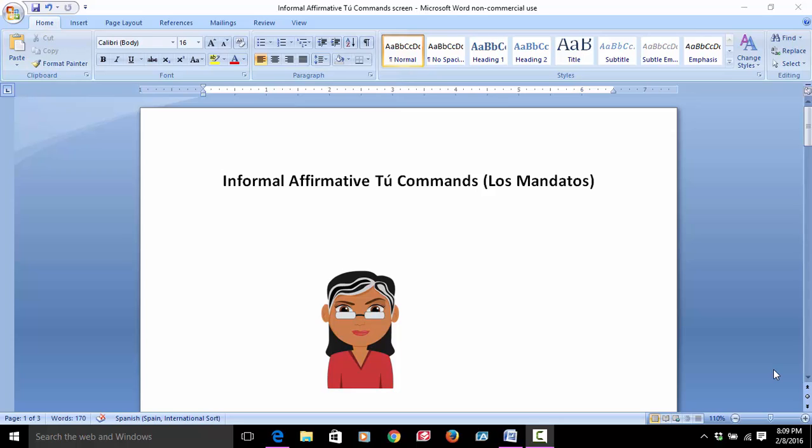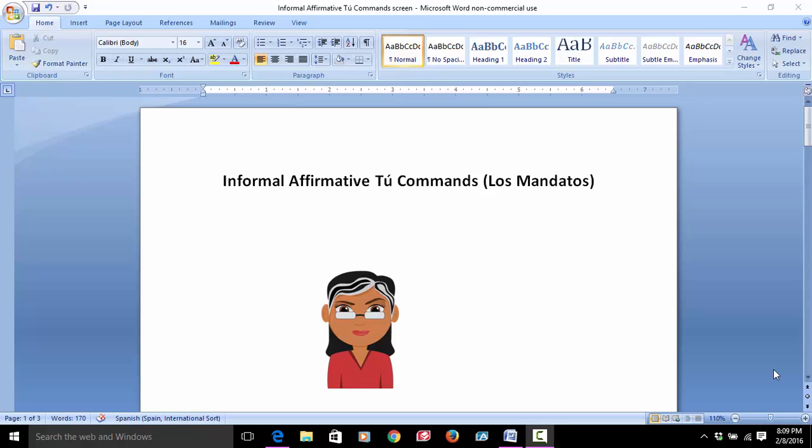There are a few concepts we need to remember when working with commands. First, we're going to assume we are talking to someone we know, or someone younger than we are, or someone we're on a first-name basis with. In other words, when you would normally use the tú form. When you're talking to someone who you would address as usted, the construction is a little different, and we'll talk about that in another lesson.